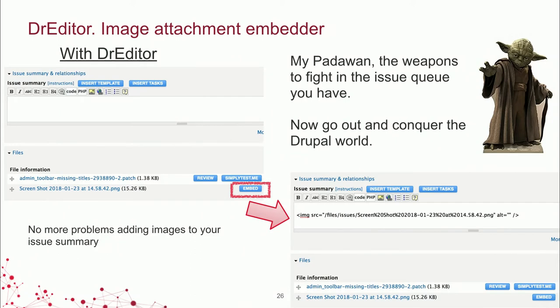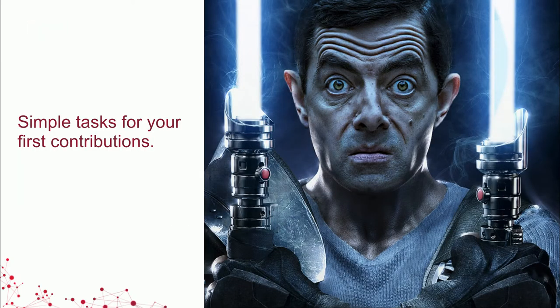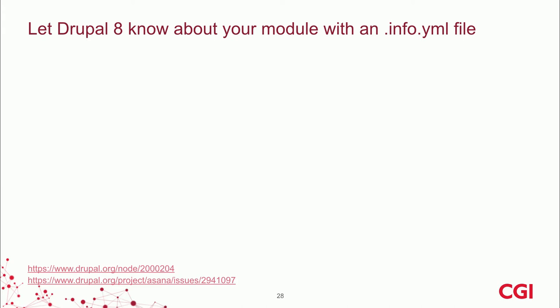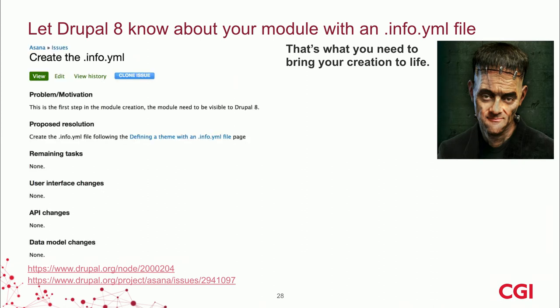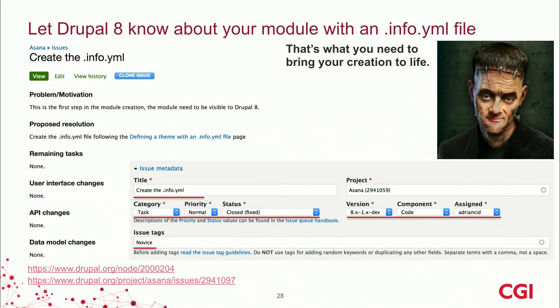Well, now we have the tools and we can start contributing to Drupal. So here we will see some simple tasks for your first contributions. If you want to have a module in Drupal, the first task is to create the info file. With this, you will bring your module to life. This is how an issue for the info file will look, something like this. When you create your issue, usually you need to write the title, the category: task, bug report, feature request, the priority: high, normal, low, I don't remember, lower I think, the status.